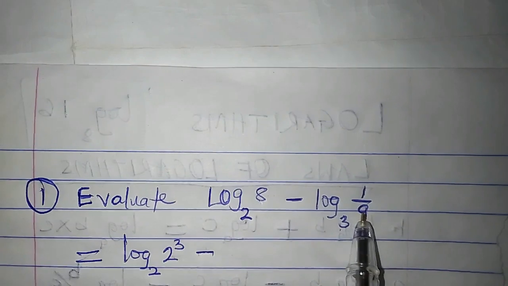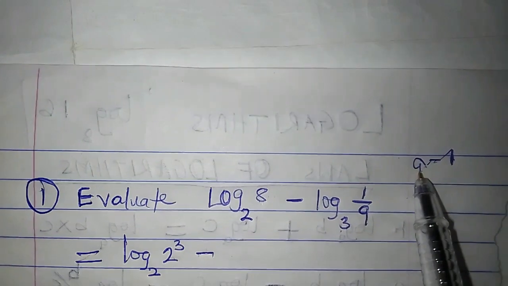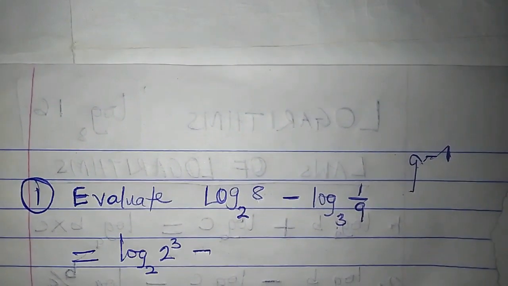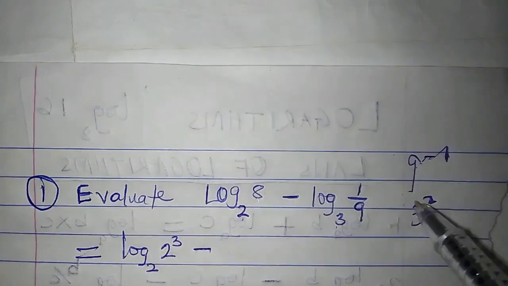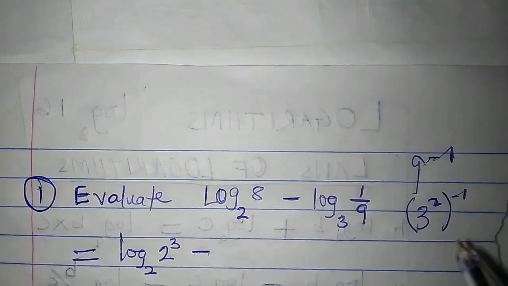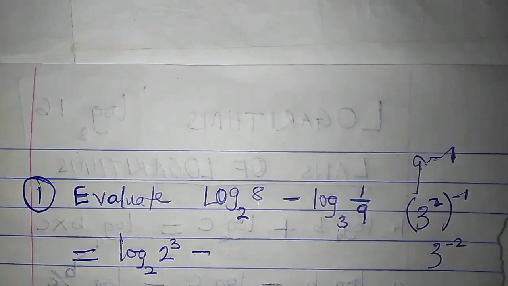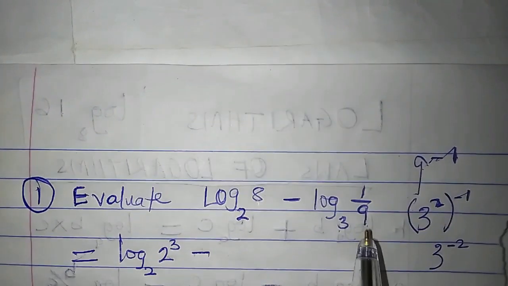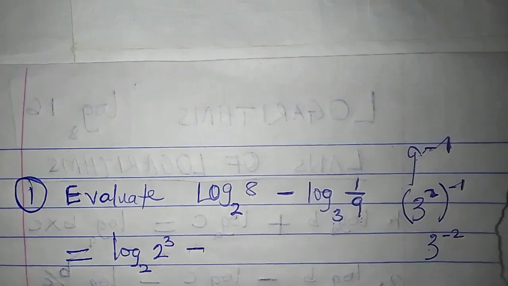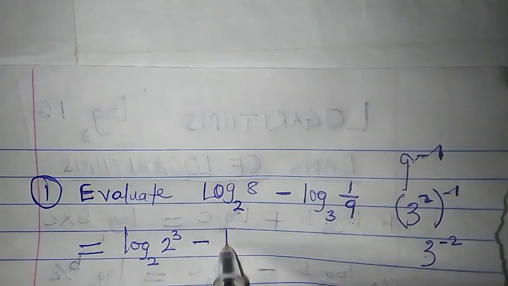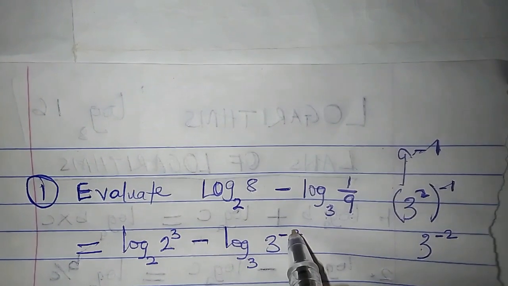1 over 9 can be written as 9 to the power of minus 1. And 9 to the power of minus 1 can be written as, in this case now, 9 is 3 raised to power 2, times that minus 1. It should now be 3 raised to power 2 times minus 1, which is minus 2. So 1 over 9 is equal to 3 to the power of minus 2. That means this log is equal to log to base 3 of 3 to the power of minus 2.